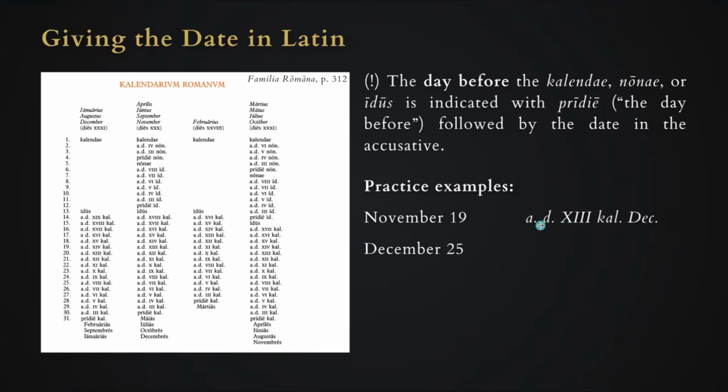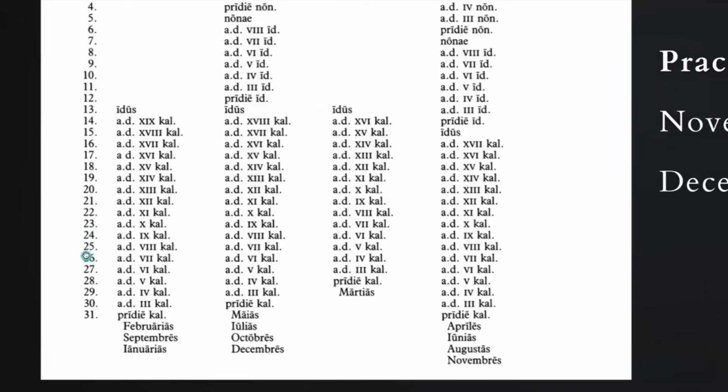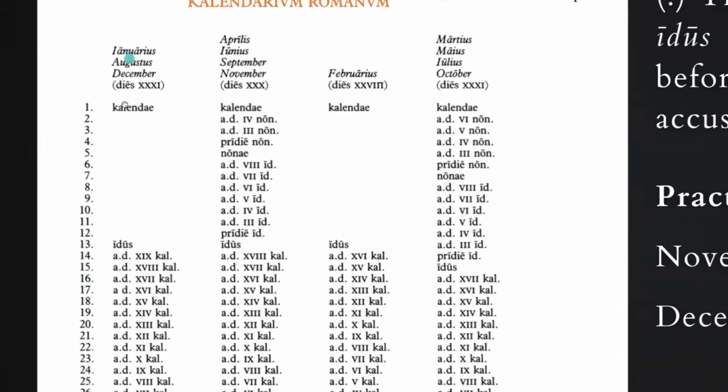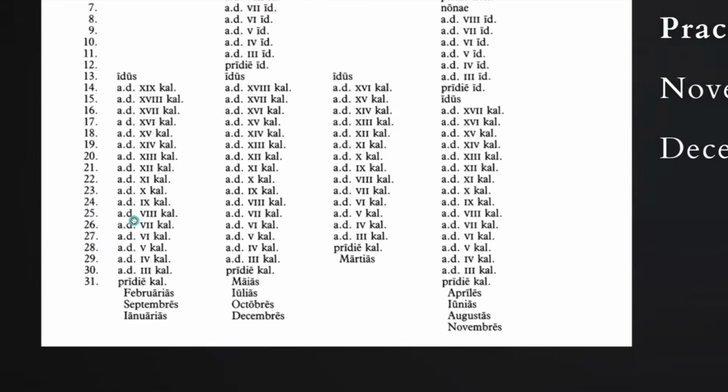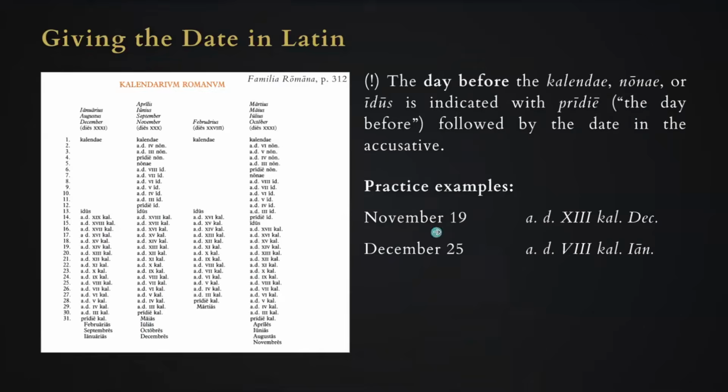Now, Christmas, December 25. We're still in the second part of the month, right? So we are going to use the calendas of January. We identify the number 25. We go to the block. We're here. Ante diem octavum calendas Januarias. Ante diem octavum calendas Januarias. Okay, 8 days before the calendae of January, literally.